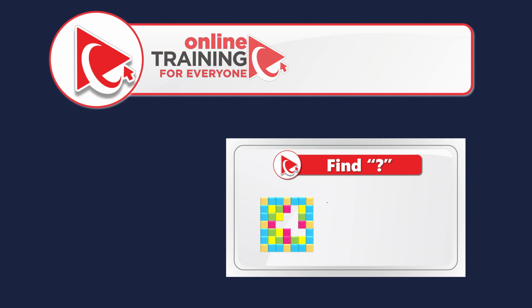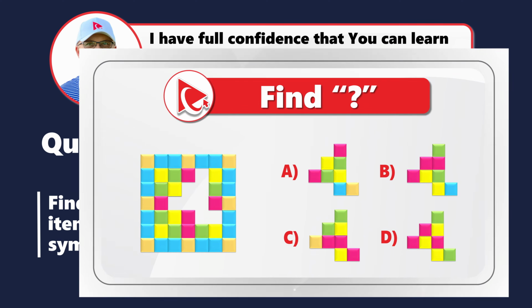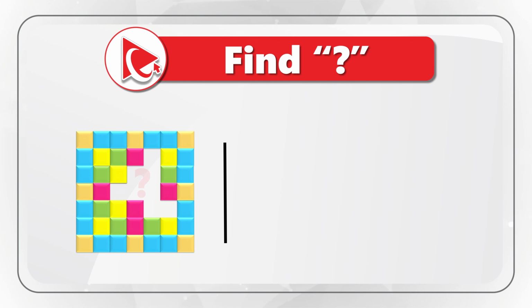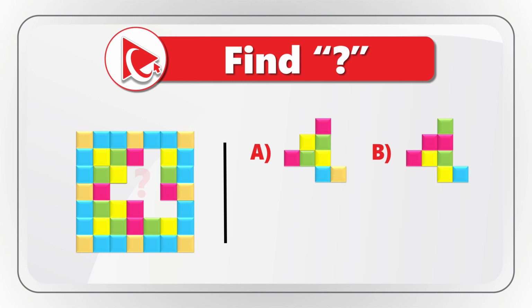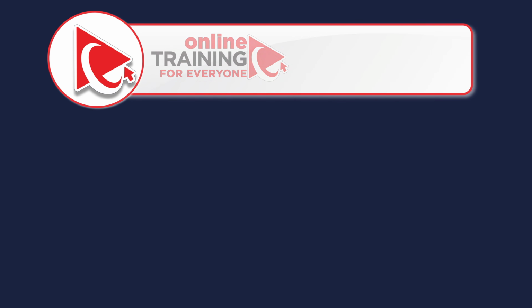Here's a very interesting question to test your spatial reasoning skills. You need to find the missing item, question mark, to build a symmetrical shape. And you're presented with a square that has a gap inside and 4 possible choices. Choices A, B, C, and D. Take a close look to see if you can select the right answer.